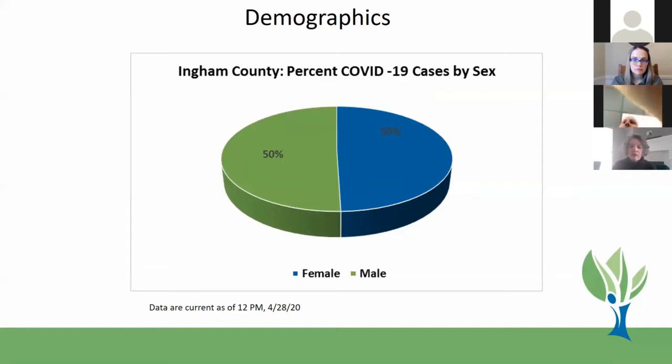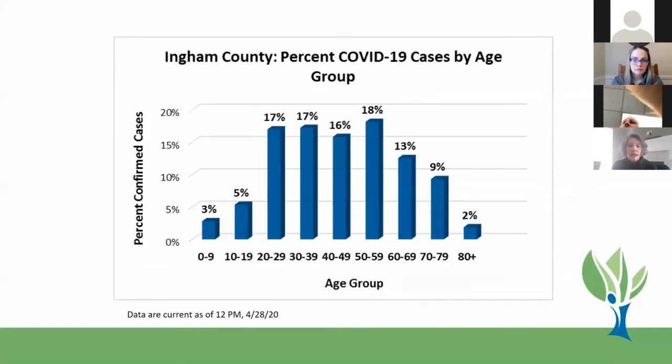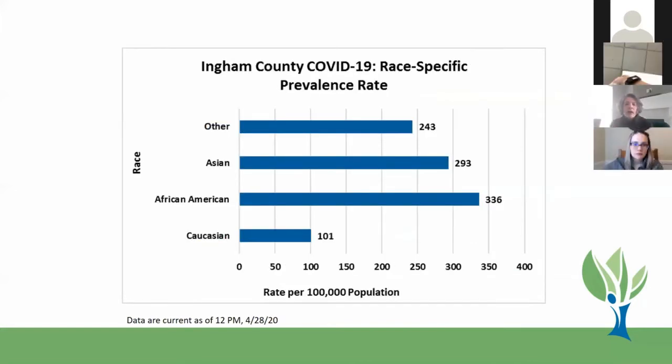So we are still 50-50 male and female, and we are still in that 50 to 59 age group as our largest % of cases, but we're quickly catching up with 20 to 29, 30 to 39, and 40 to 49, kind of all across those age groups.